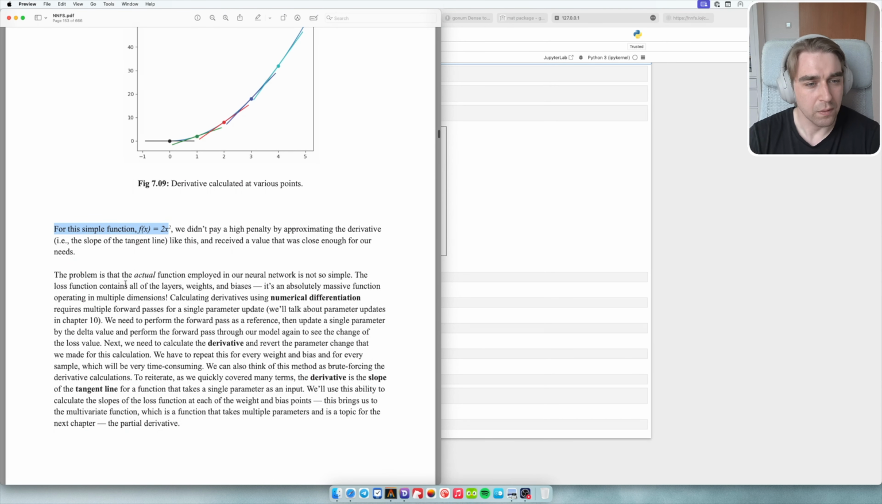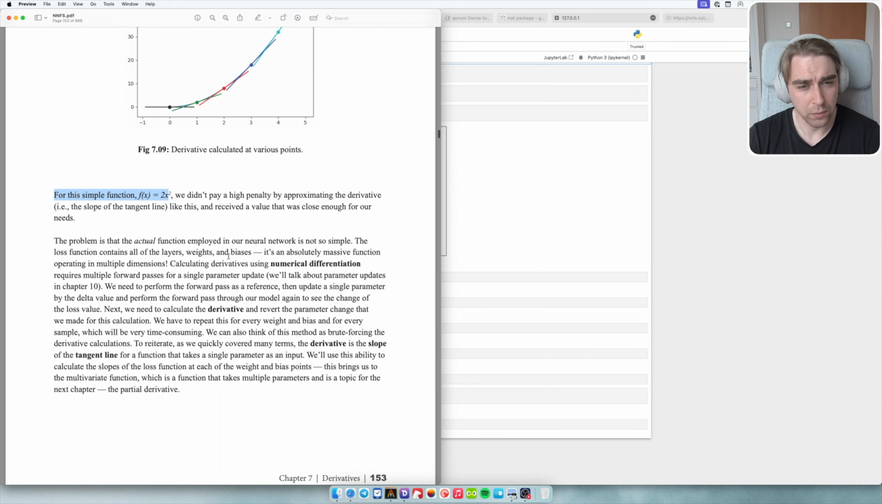The problem is that the actual function employed in our neural network is not so simple. And that's true. If our neural network was like this function, that would be way easier. The loss function contains all of the layers, weights, and biases. It's an absolutely massive function operating in multiple dimensions. Calculating derivatives using numerical differentiation requires multiple forward passes for a single parameter update. Talk about parameter updates in chapter 10.